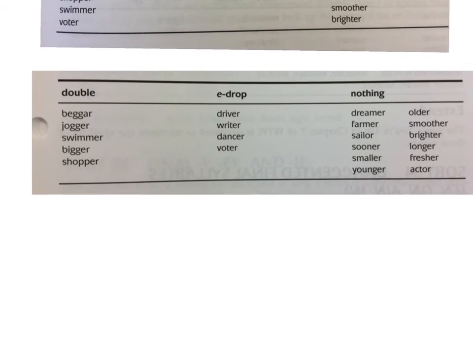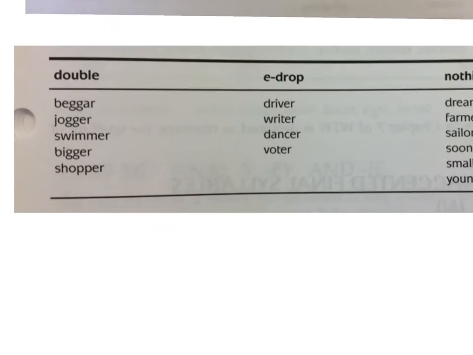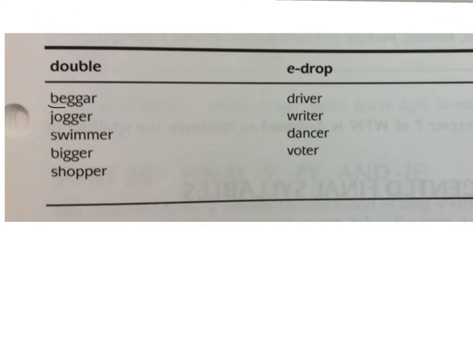And the second way of viewing the sort is to think about doubling. So you look at the word beg, B-E-G. Well, you double the G when you add the ending to make beggar. Jog is your root word. Swim, big, shop. All these also have short vowel sounds.